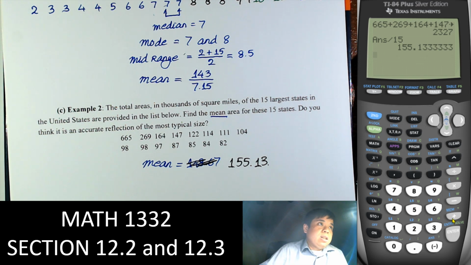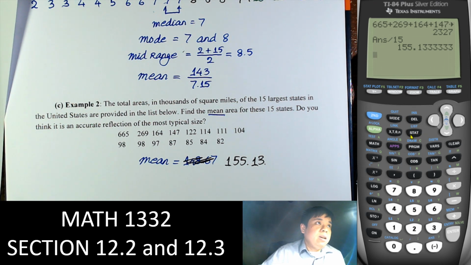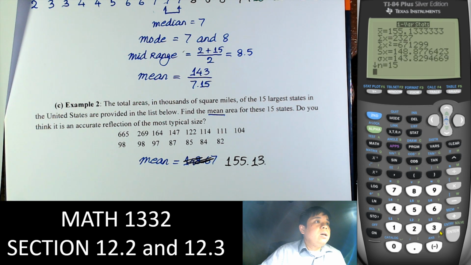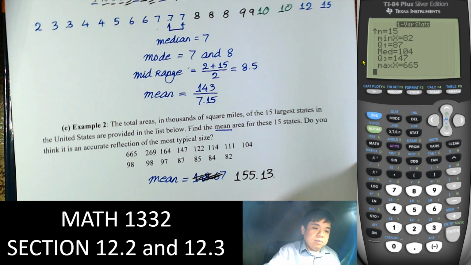Or we use the calculator again: enter the data, and then find one-variable statistics, and that gives us a lot more than just the mean. The top one is the mean, and then we have the median, which is 104, and we have the maximum and the minimum. So there's quite a bit of information there.